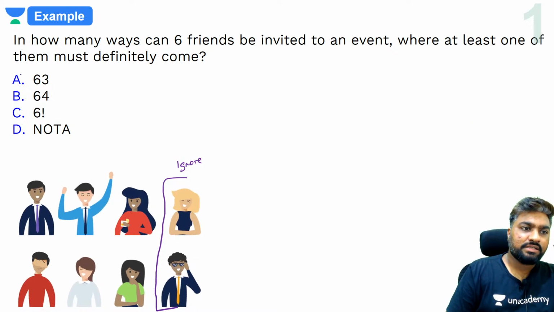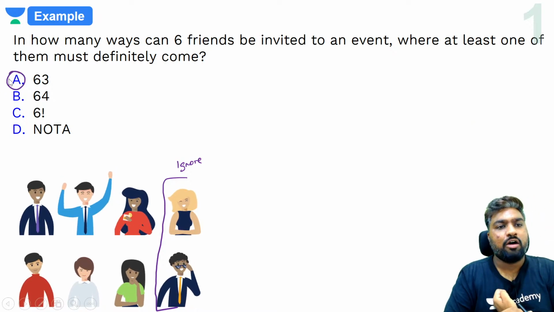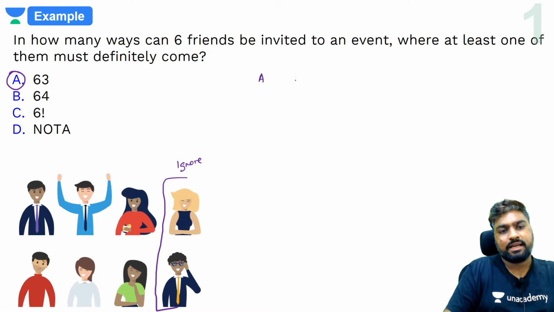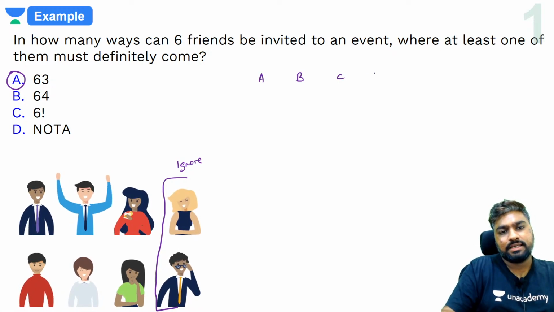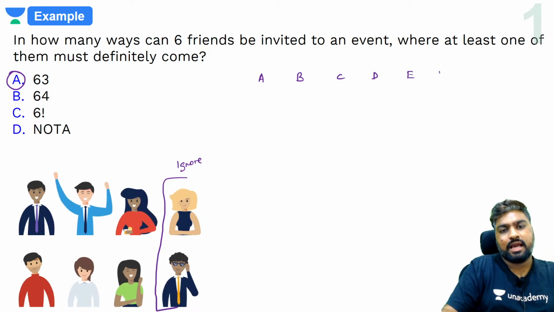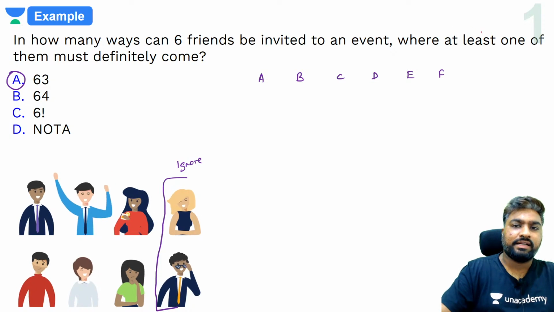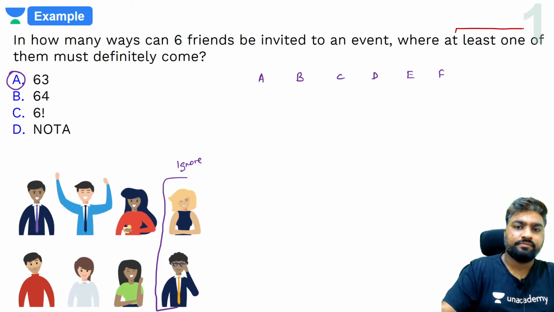63, everybody says very good. So what is the deal? In how many ways can 6 friends be invited? Let's say the 6 friends are A, B, C, D, E and F. What's the condition given? At least one must definitely come.